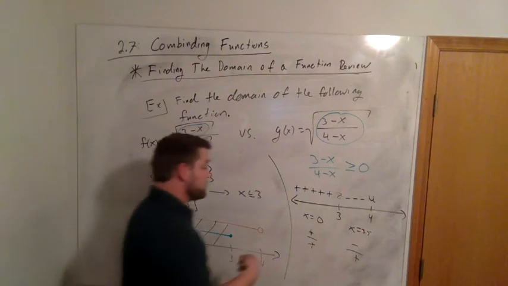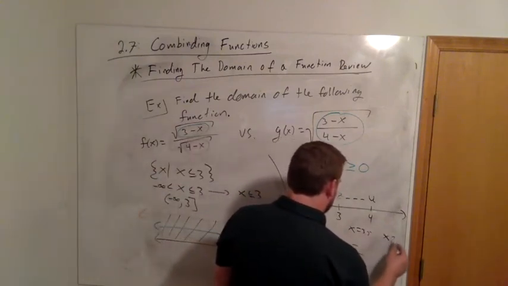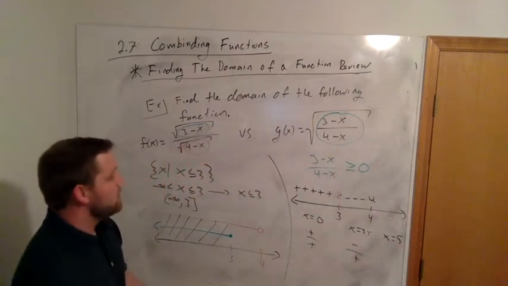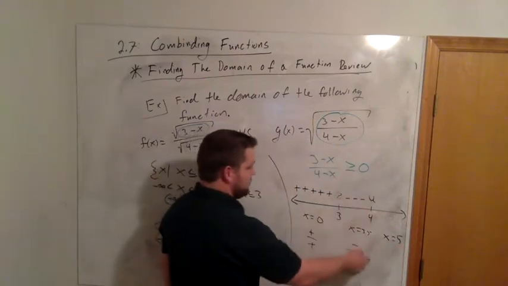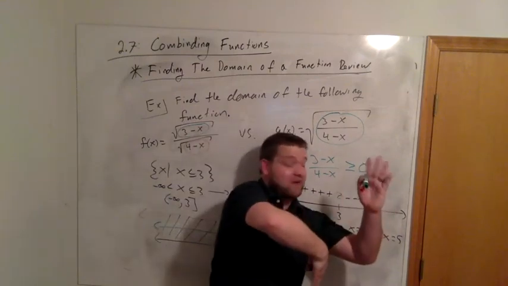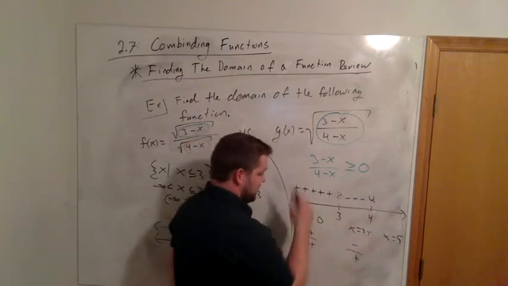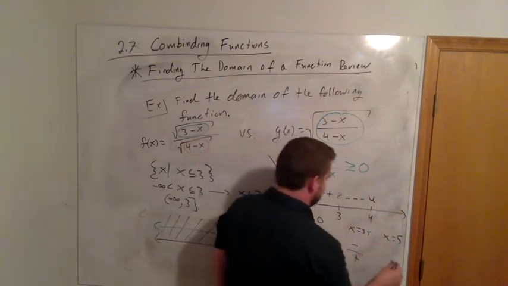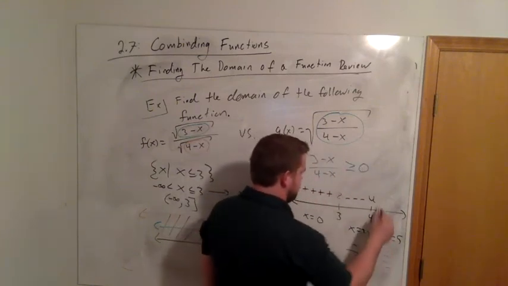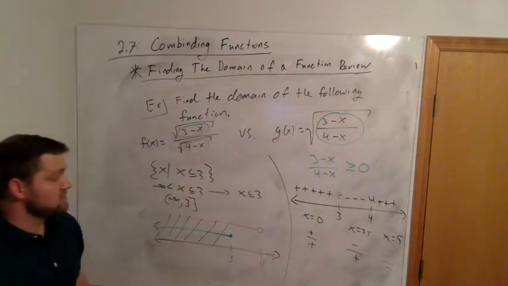And now we can pick something bigger than 4. How about x equals 5, for example? If you're thinking about this asymptote here, it has a multiplicity of 1, so it has to have opposite action, so it should be positive over here. Or you could check a number like 5. 3 minus 5 is a negative number. 4 minus 5 is another negative number. A negative divided by a negative is a positive. So we actually have something different for this example.